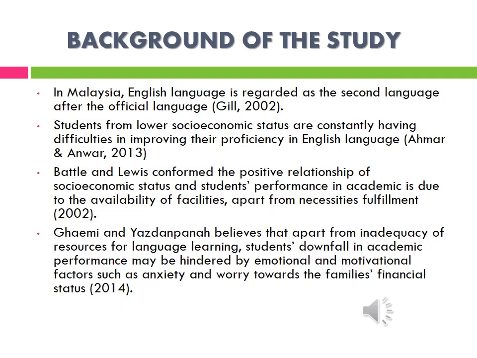In Malaysia, the English language is regarded as the second language after the official language. However, students from rural areas, especially students coming from lower socioeconomic status, are constantly having difficulties in improving their proficiency in English. This situation is supported by Battle and Louis and Gemi and Yazdan Panah that highlighted that insufficiency of resources becomes the primary concern in improving English language.